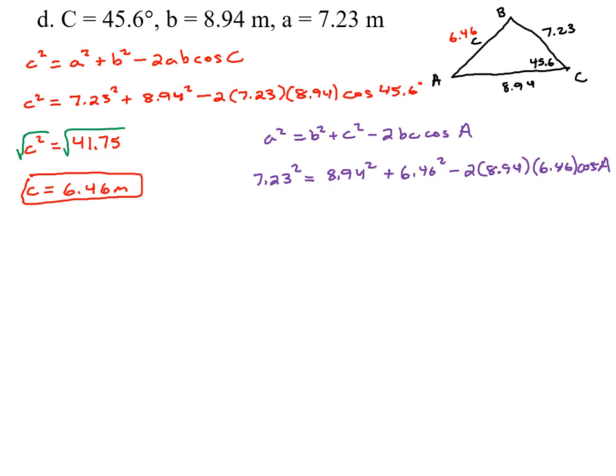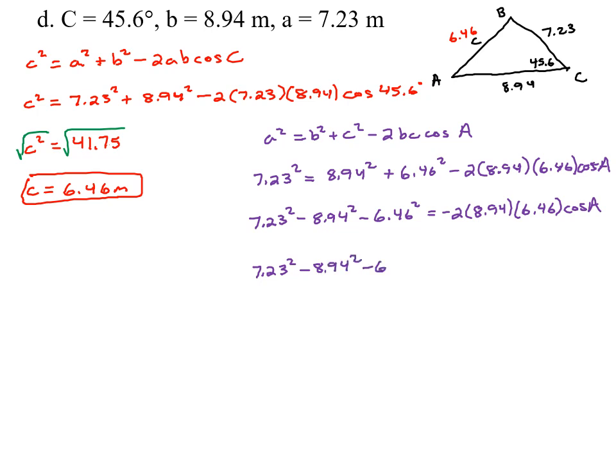And so just like I did on the last one, I'm going to rearrange it before the decimals. So I'll move some of this stuff to the left-hand side, like the 8.94 and the 6.46. And then I'll divide the stuff attached to the cosine across. And so I'll have 7.23 squared minus 8.94 squared minus 6.46 squared, all divided by negative 2 times 8.94 times 6.46 has to be cosine A. Then we'll go to the calculator.